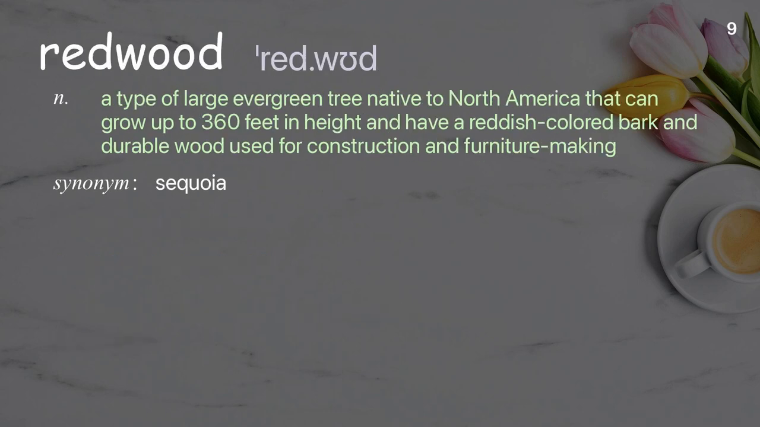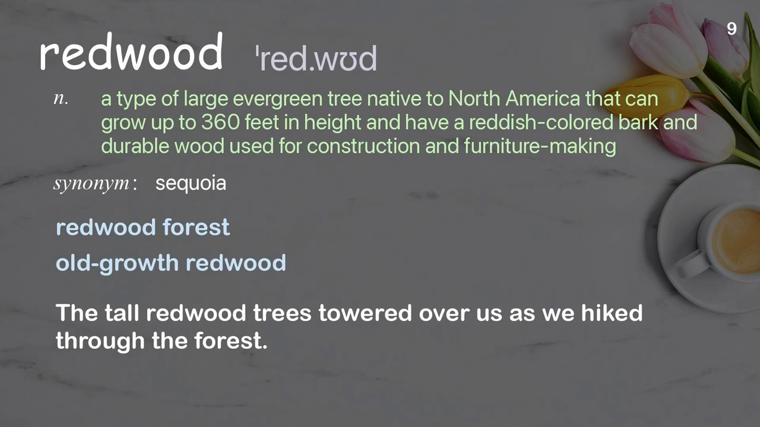Redwood. A type of large evergreen tree native to North America that can grow up to 360 feet in height and have a reddish-colored bark and durable wood used for construction and furniture making. Examples. Redwood forest. Old-growth redwood. The tall redwood trees towered over us as we hiked through the forest.